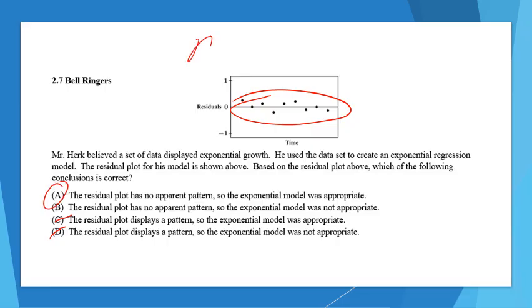So remember, no pattern equals a good thing in AP Precalc. So you do not want to see a pattern in the residual plots. You want them to be very random. And so A should be the correct answer there.